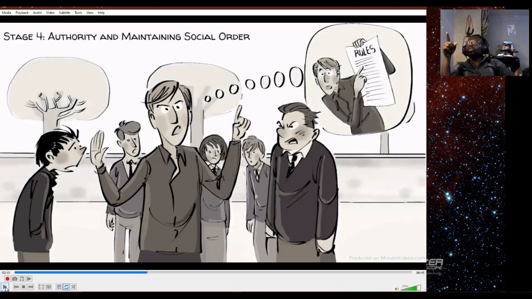Okay. This one, for some reason, to me, it also merges with stage two, where there's self-interest. All of them, in a weird way, have to deal with self-interest. I think all of the stages have to deal with self-interest in a way.